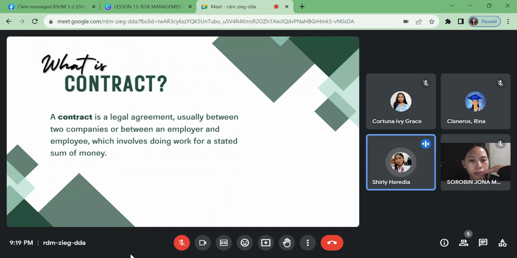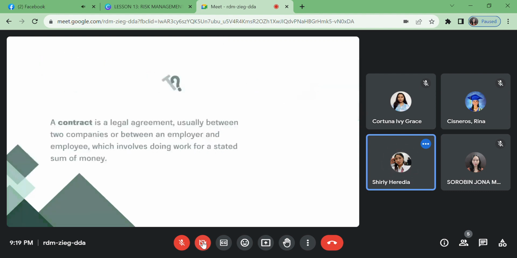What is a contract? A contract is a legal agreement usually between two companies or between an employer and employee, which involves doing work for a stated sum of money. So a contract is like, for example, in Jollibee, you have a 6 month contract, and after 6 months, they can decide whether to proceed or not to continue it.